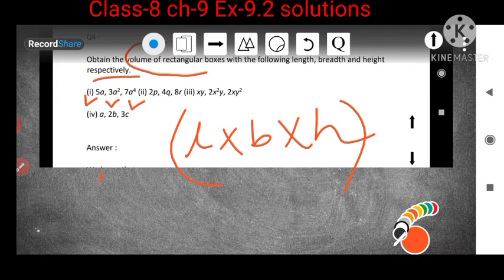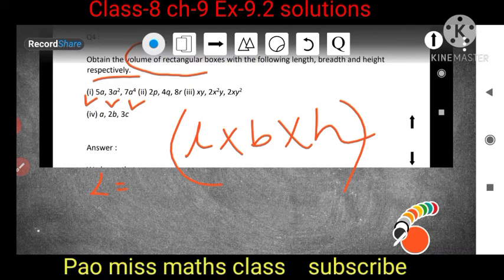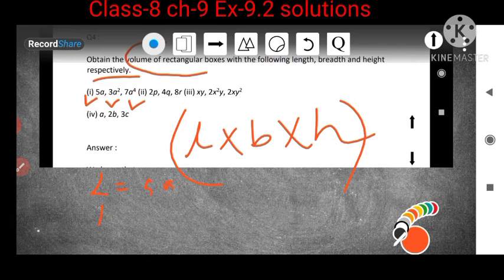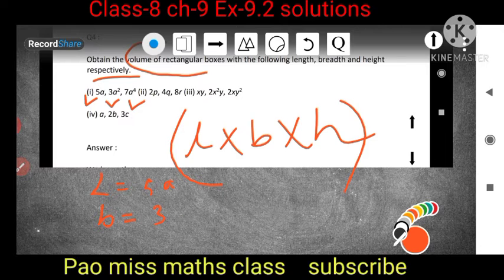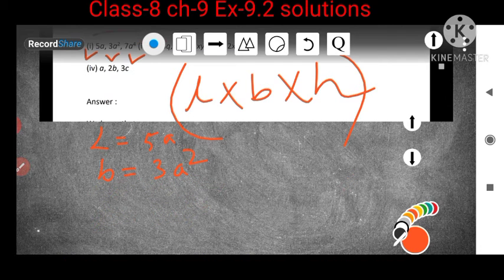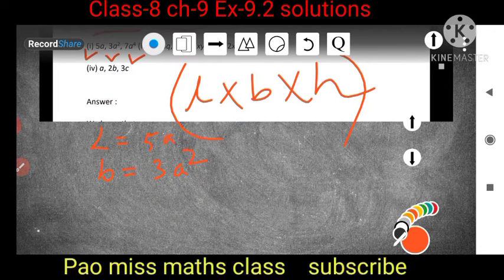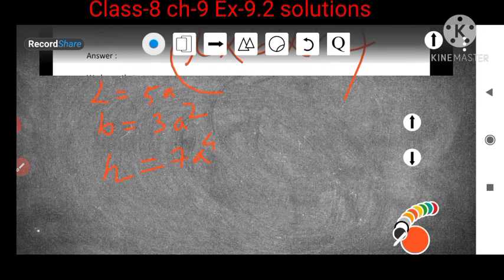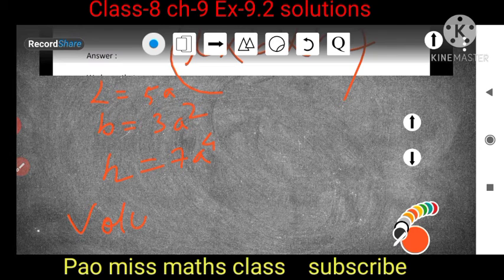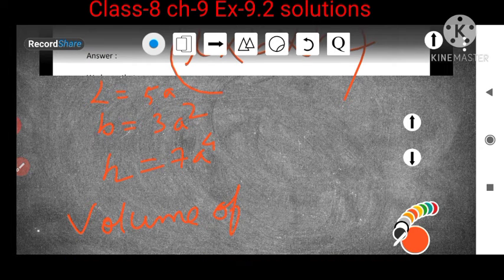So length is equal to how much? Length is equal to 5a. Okay, and breadth is equal to, suppose, 3a square. Then again what is given? Height is equal to 7a to the power 4. Now what do we have to find? We have to find the volume. So volume of what? Rectangular box.